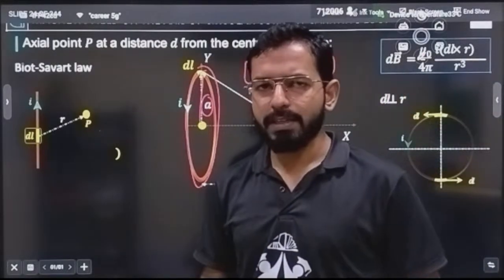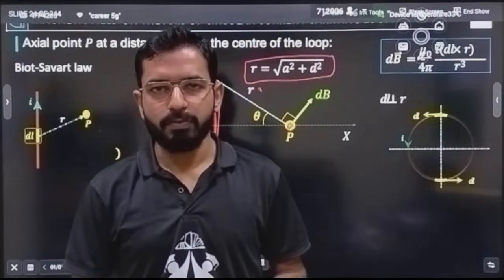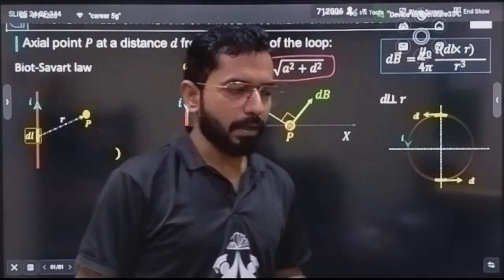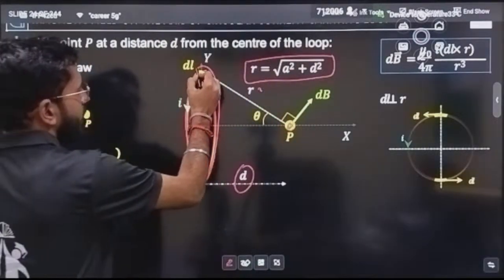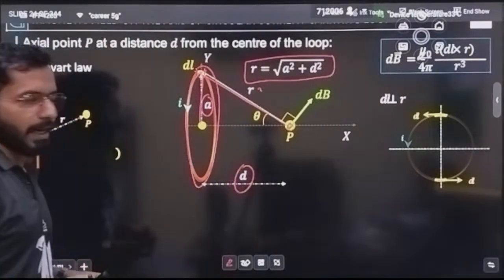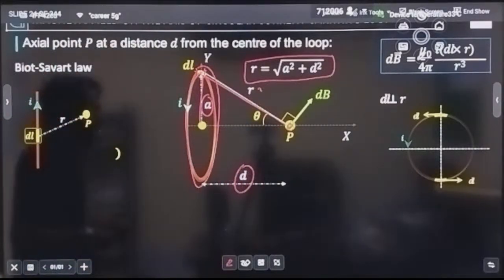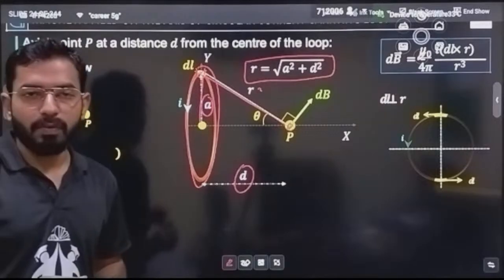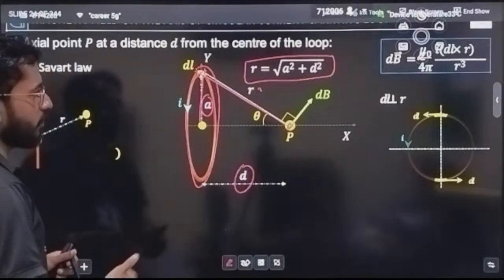How will we calculate? Again the same method, Biot-Savart's law we are going to apply. Firstly, what is the first step? Taking the element. Take this dl element here and try to find the direction due to this dl element at this point P. How will we find the direction, students? I have told you, always do I cross r. Tell me what is the direction of I.